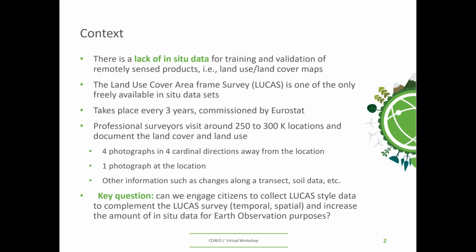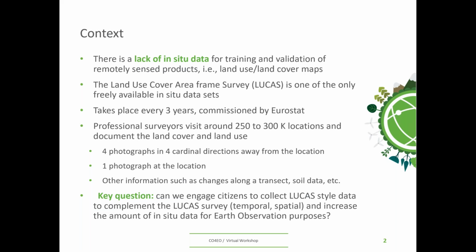They take a photograph at the location once they reach it. They take photographs in 4 cardinal directions away from the location, so in the north, east, south, westerly direction. And then, of course, they document the land cover and the land use, along with other information, such as the land cover changing along a transect, soil data, etc. So it's quite a complicated protocol, but we asked the question, can we simplify the protocol and engage citizens in collecting LUCAS-style data for complementing this survey.